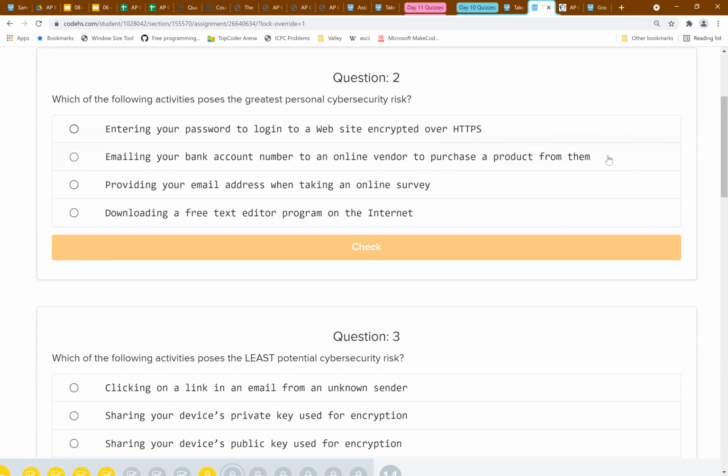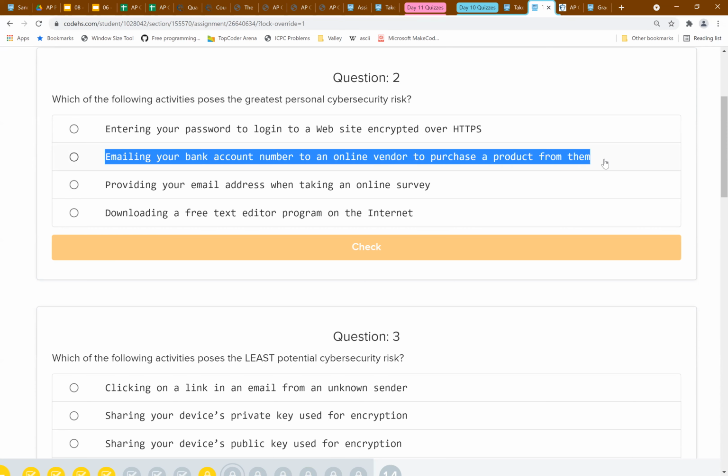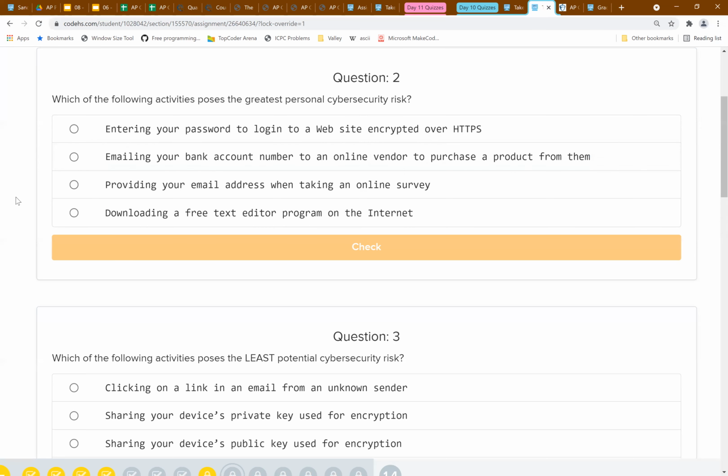If we are emailing a bank account number to someone, that seems very, very insecure. There's lots of different ways that that could be exploited. Someone could intercept that email. The person you're sending it to could just take it and do whatever they want with that bank account number. This is a super duper insecure way of communicating online. That is a huge cybersecurity risk.